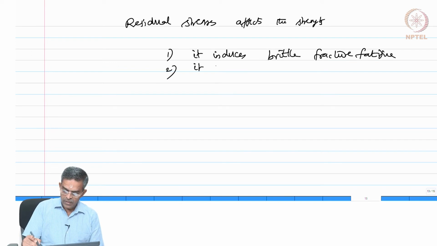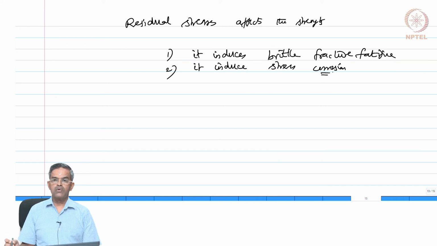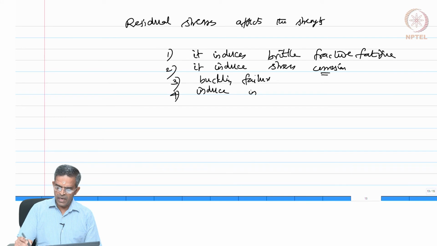It can induce stress corrosion. Stress corrosion is an induced corrosion caused because of high stress concentration at the connections. It can also weaken the member and cause buckling failure. It can induce inelastic behavior.